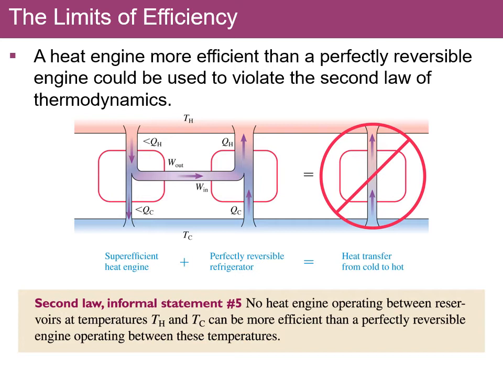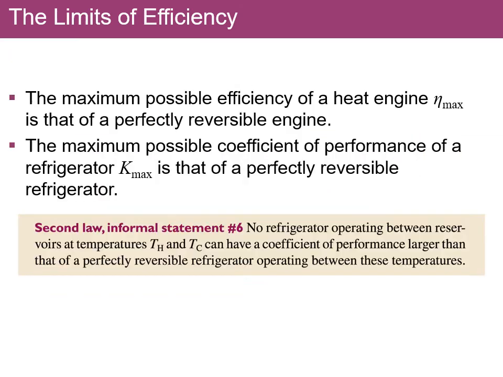A heat engine more efficient than a perfectly reversible engine could be used to violate the second law of thermodynamics. Thus we say that no heat engine can be more efficient than a perfectly reversible engine. The maximum possible efficiency of a heat engine, eta max, is that of a perfectly reversible engine. The maximum possible coefficient of performance of a refrigerator, Kmax, is that of a perfectly reversible refrigerator.